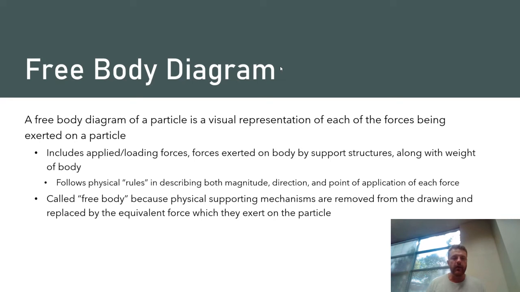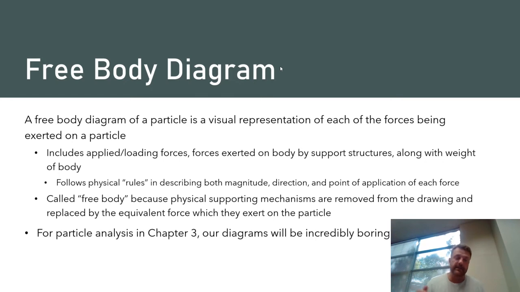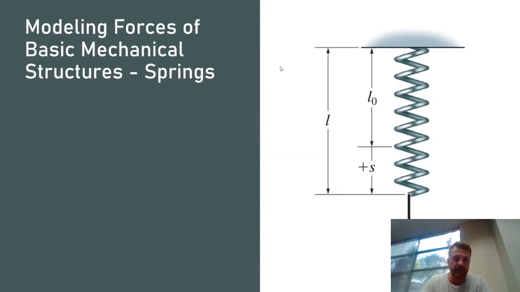I'm going to separate it from all the physical things that are exerting forces upon it, and I'm just going to show the effect of those forces by individual arrows. So that's free body in the sense that you're removing the body that you're trying to analyze from all the physical things it touches that are exerting the forces on it, and you're just representing the effect of those contacts by the forces. So when we have free body diagrams in Chapter 3, they're going to be incredibly boring. They're just going to be a bunch of arrows acting on a particular particle.